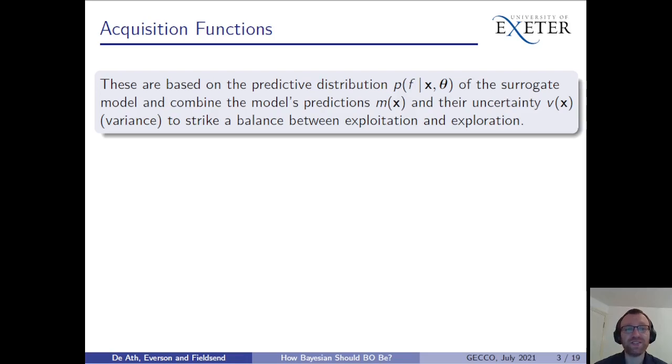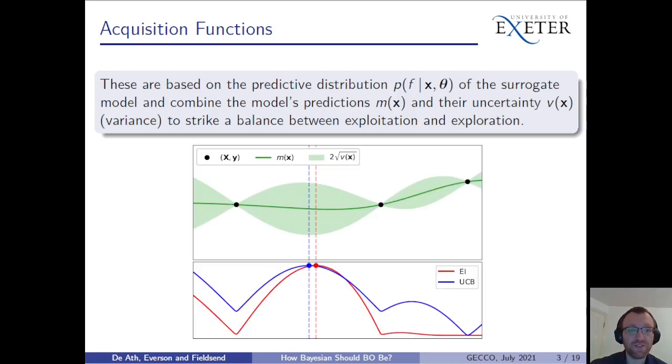Acquisition functions are based on the predictive distribution of the surrogate model and try to strike a balance between exploitation and exploration. The upper plot shows a surrogate model that has been trained on 3 locations in black, with predicted mean value in dark green and uncertainty in the shaded green region. The lower plot shows 2 different acquisition functions, expected improvement and upper confidence bound in red and blue respectively, and their maximisers are the dashed lines and circles.